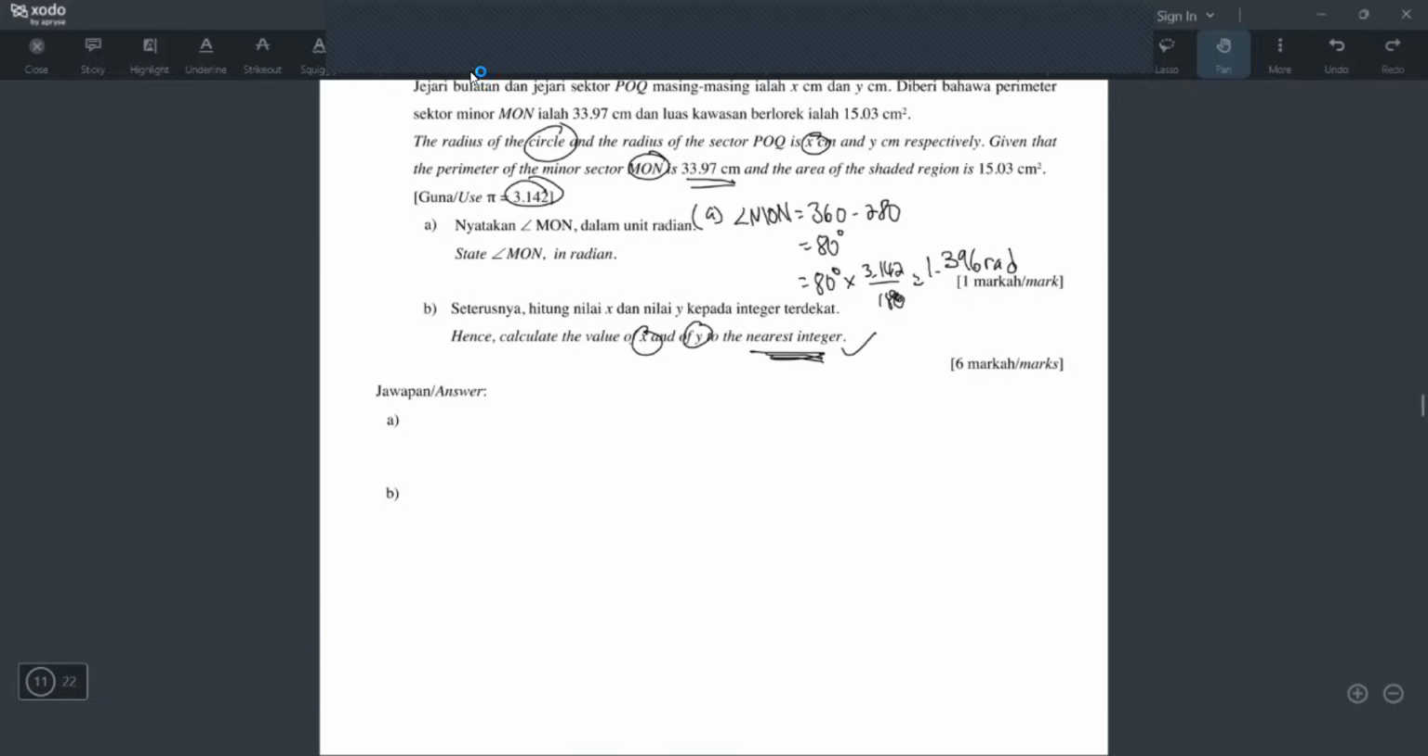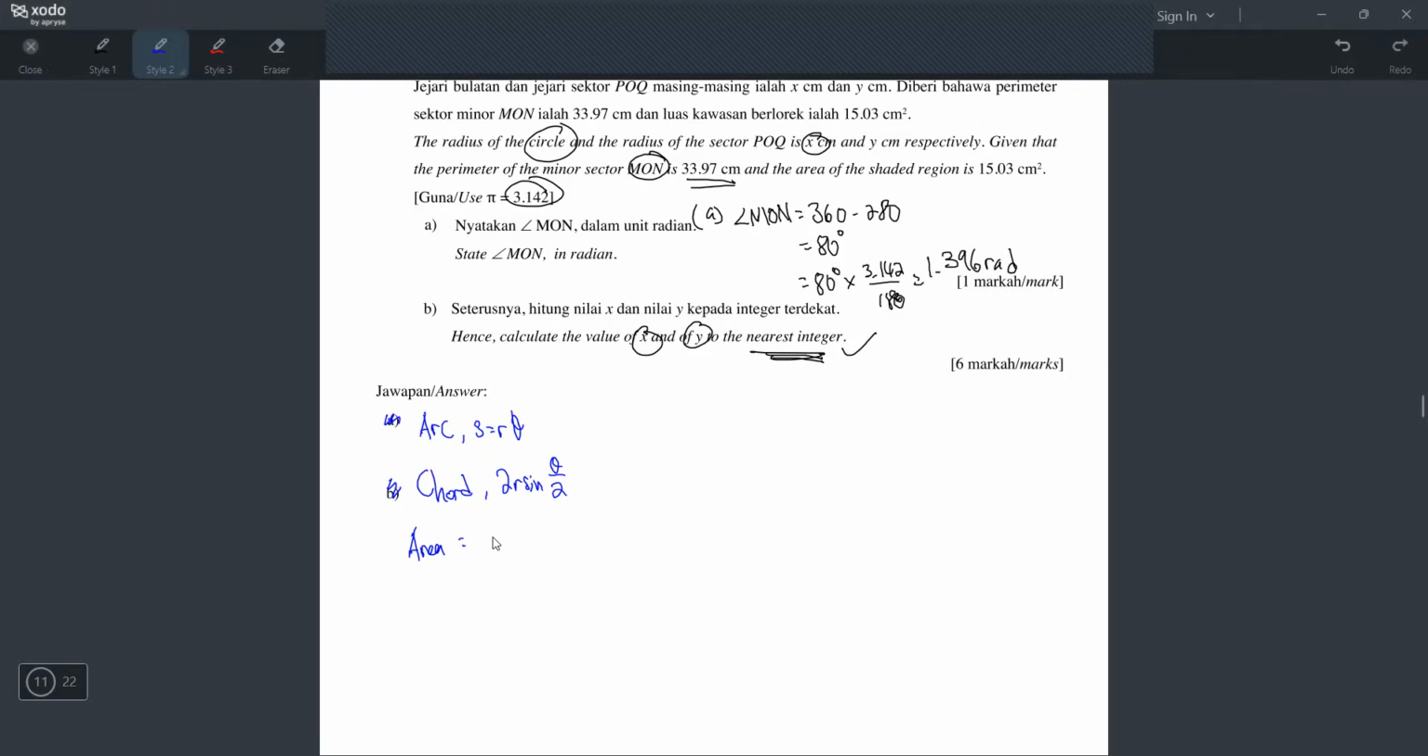Okay, where should I write it? I'll just write it here. The first formula is the arc formula: S equals R theta. Next formula is the chord: 2R sine theta over 2. Next is the area of sector: 1 over 2 R squared theta. And the last formula is area of segment: 1 over 2 R squared bracket theta minus sine theta.